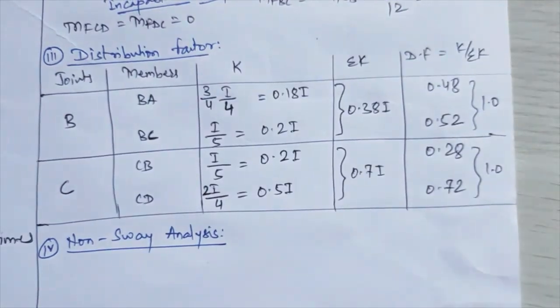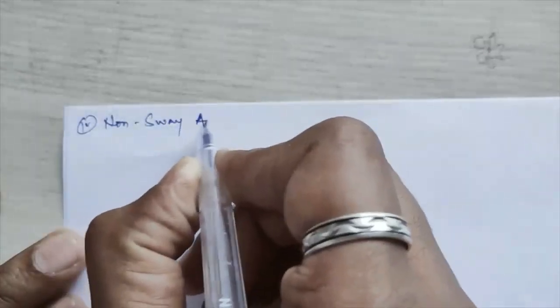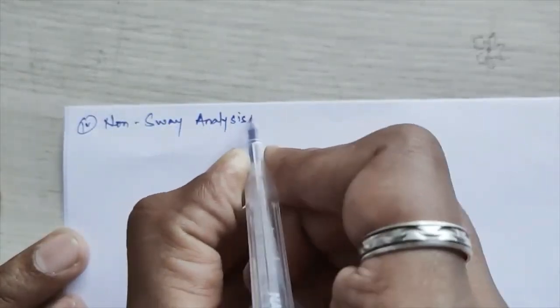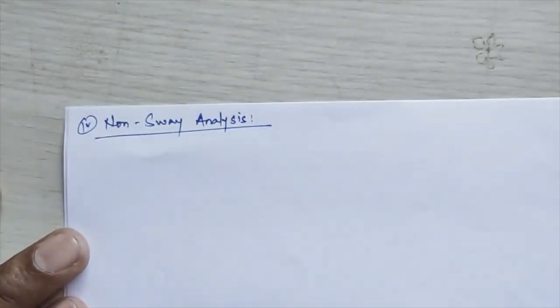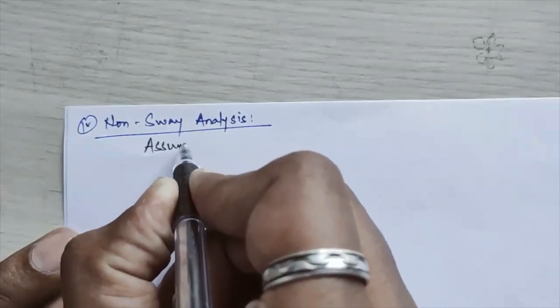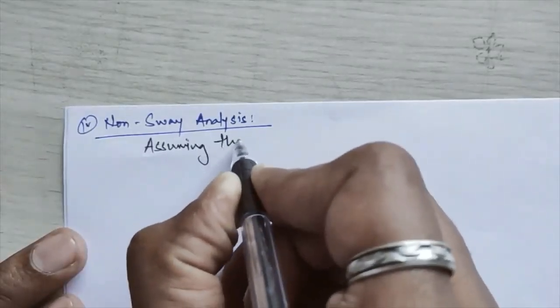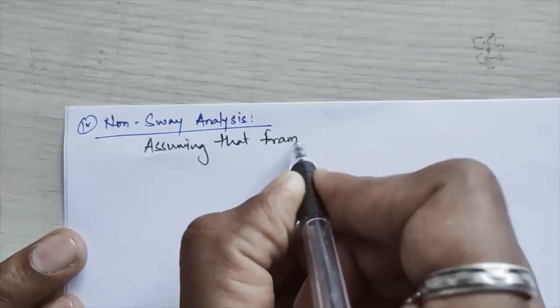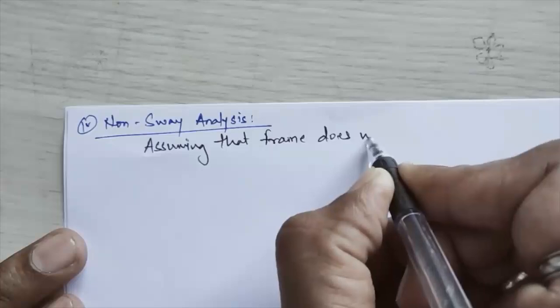Okay, I'll not have sufficient space for this, so I'll change the paper over here. I'll write over here. Okay, so your next step number 4 is the non-sway analysis. Whatever moments we obtain in this table will be called your non-sway moments. Okay, so for non-sway analysis, again the same moment distribution table you have to carry out. Here you can write: assuming that the frame does not sway.